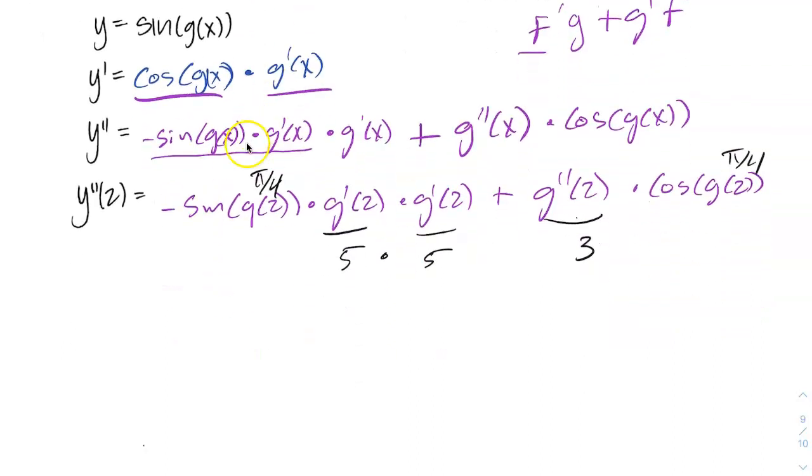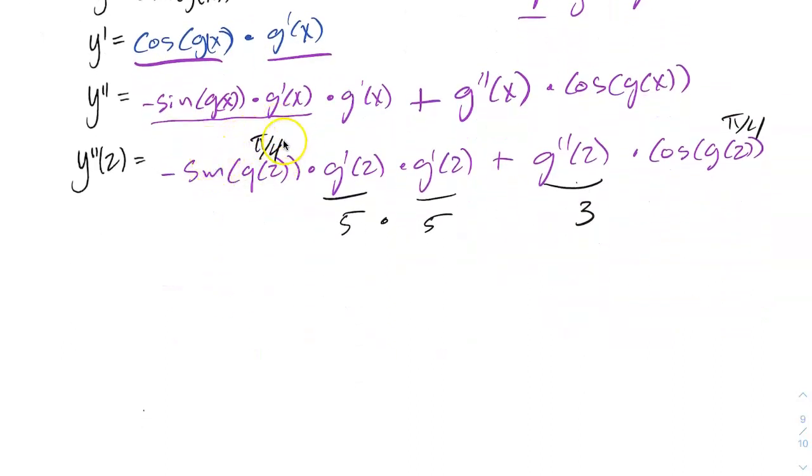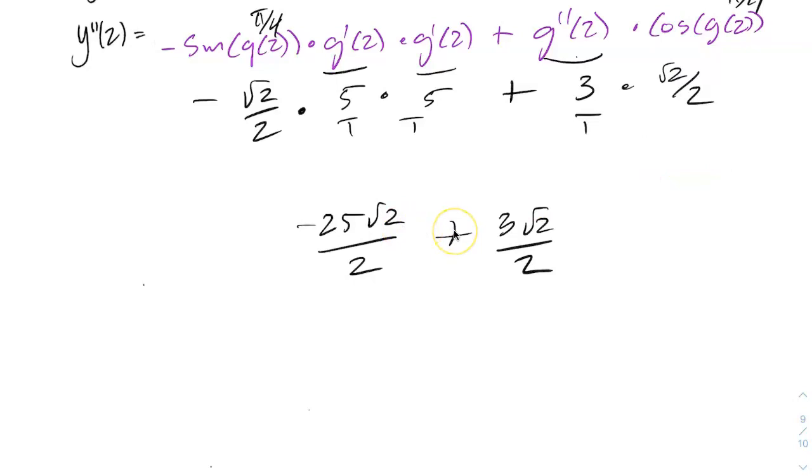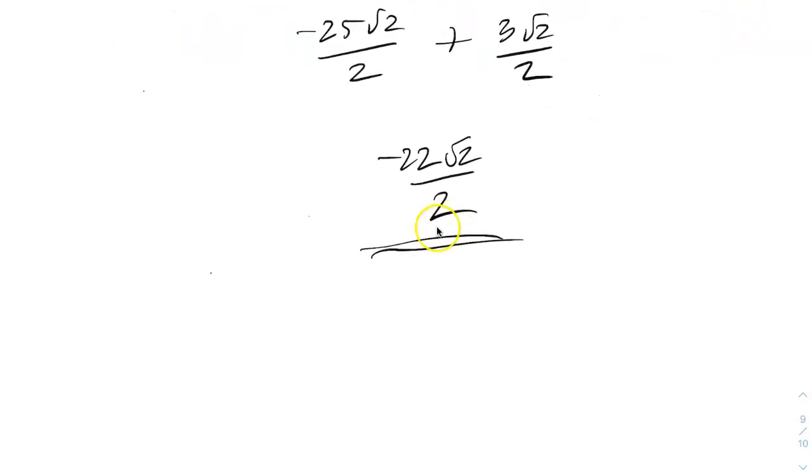So I normally would show an extra step, but we should all know what sine of pi over 4 is, right? It's rad 2 over 2. It's a classic one. So this is negative rad 2 over 2 times this plus cosine of pi over 4, same thing, rad 2 over 2. So over here I get negative 25 rad 2 over 2 plus 3 rad 2 over 2. And then I could add those two and get negative 22 rad 2 over 2. And that's it. And that's the worksheet.